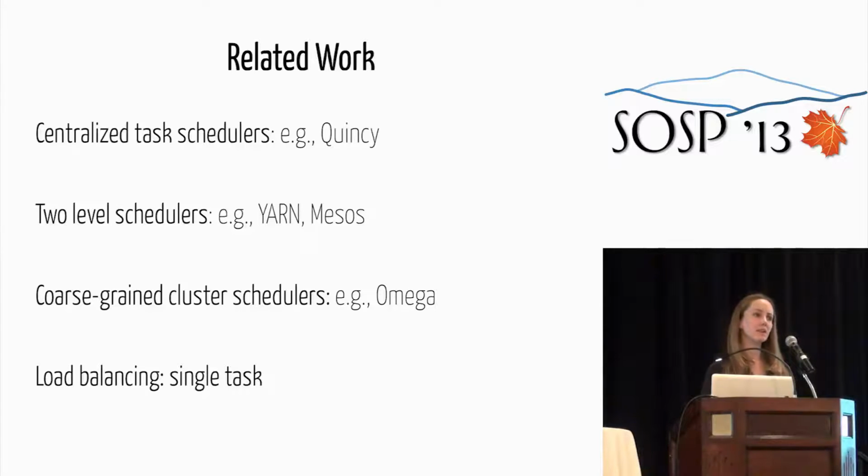Schedulers like Quincy can provide much more sophisticated functionality than Sparrow. Quincy uses a sophisticated graph solver to determine the optimal placement of a job, but as a result, they have throughput and latency limitations that make them unsuitable for these very short task workloads. There are also a couple of schedulers that use a 2-level scheduling design.